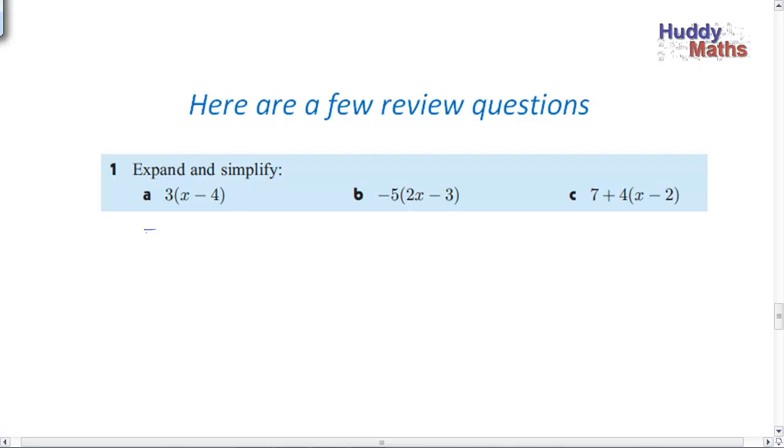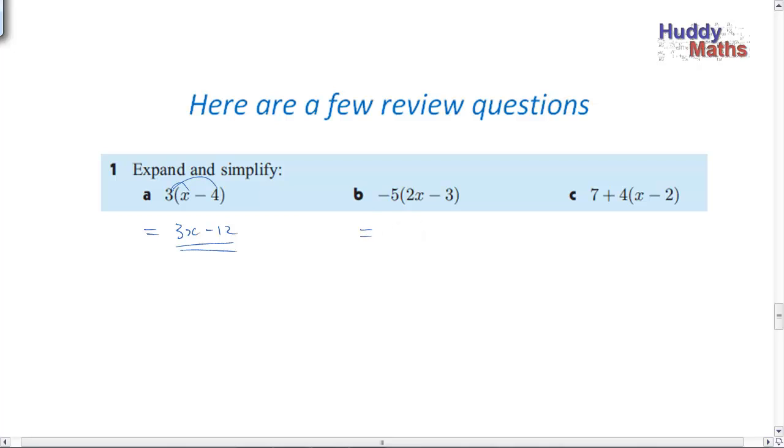Let's have a look at what this means. This means 3 times x is 3x. 3 times neg 4 is neg 12. Did you get that one right? We'll just mark each one as 1. We won't have a mark system here.